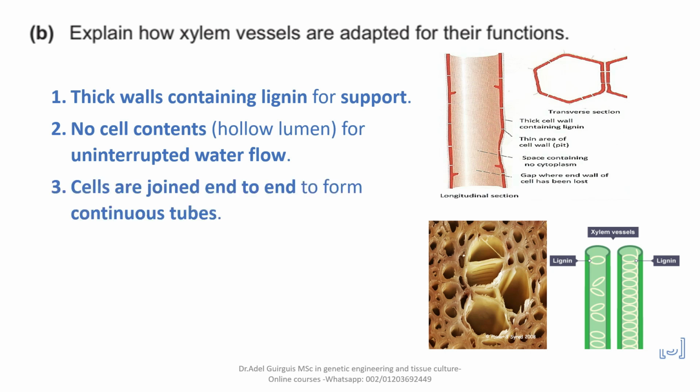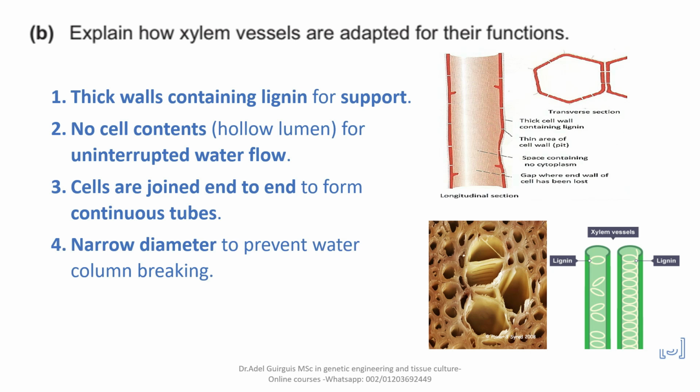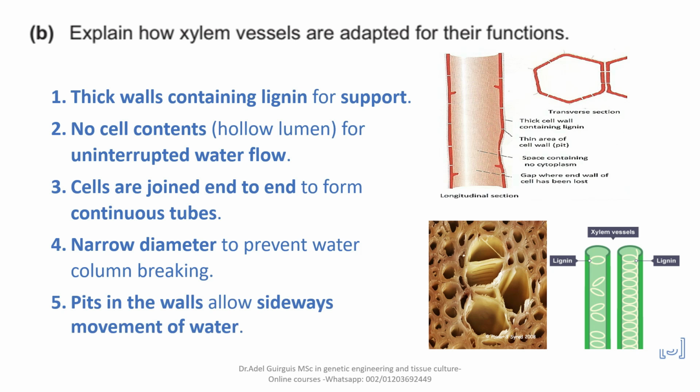Cells are joined end to end to form long continuous tubes. Narrow diameter, narrow lumen to prevent the water column breaking. Narrow diameter also helps capillary action, like a straw when we put it inside juice. Here, pits in the walls. Look at these pits here and here. These pits in the walls allow sideways movement of water out of the xylem vessels.